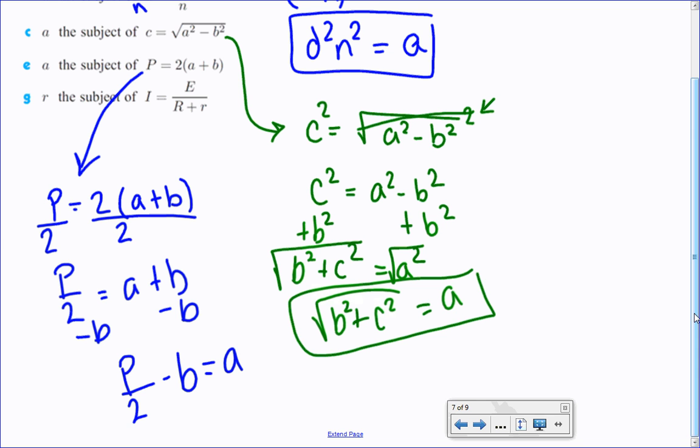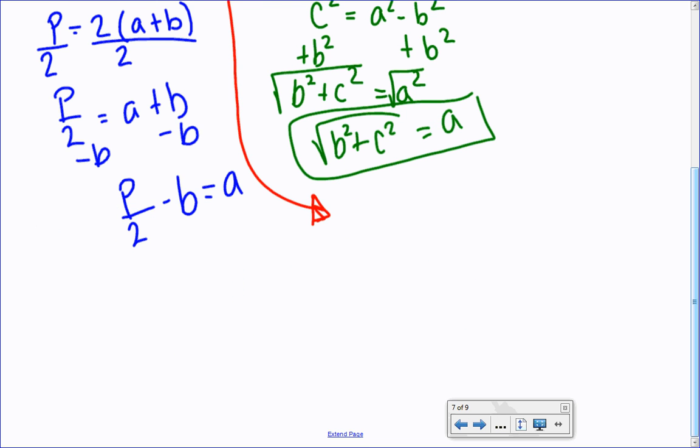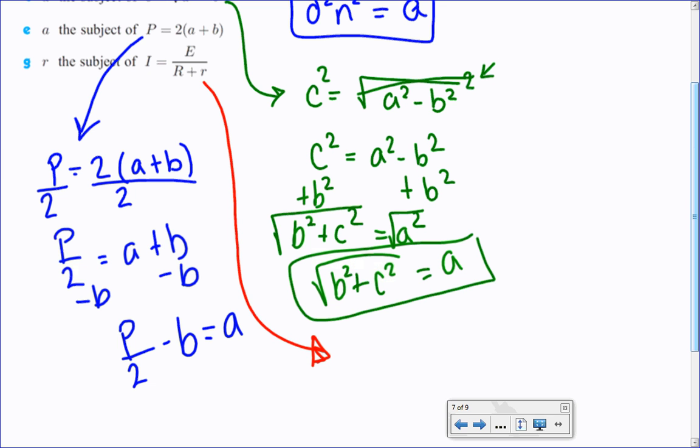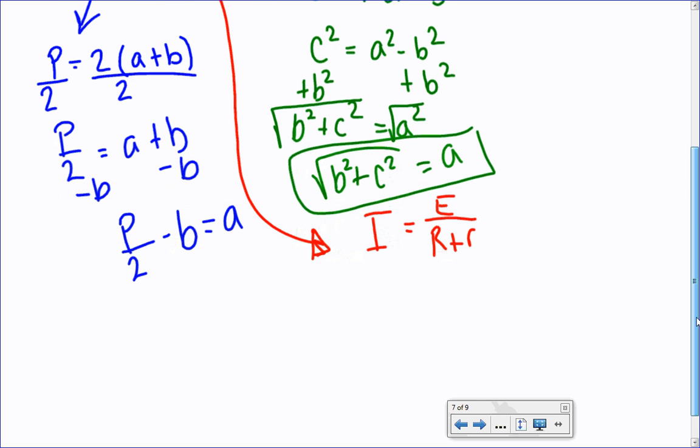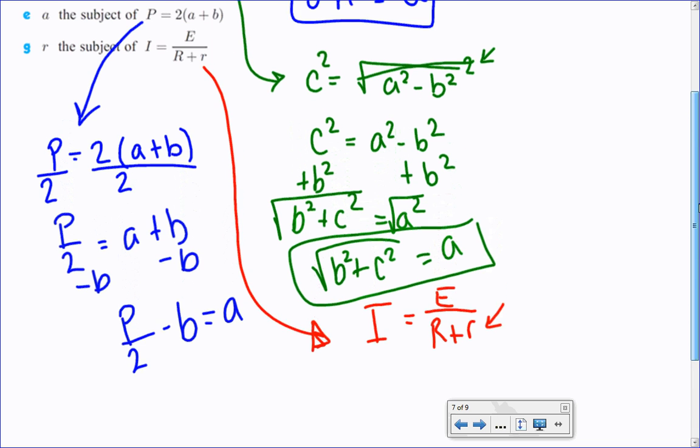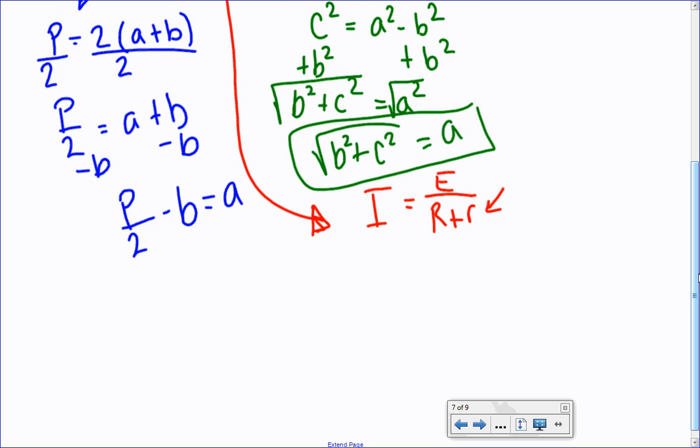And the last one. So here, what did we have? We have I equals E over R plus r. Okay, so notice we want to solve for the little r, right? Okay, so it's in the denominator right now. That doesn't do us any good. We need it in the numerator in order to solve for it. So we're going to multiply this quantity over to the other side. So we're essentially multiplying both sides by R plus r.